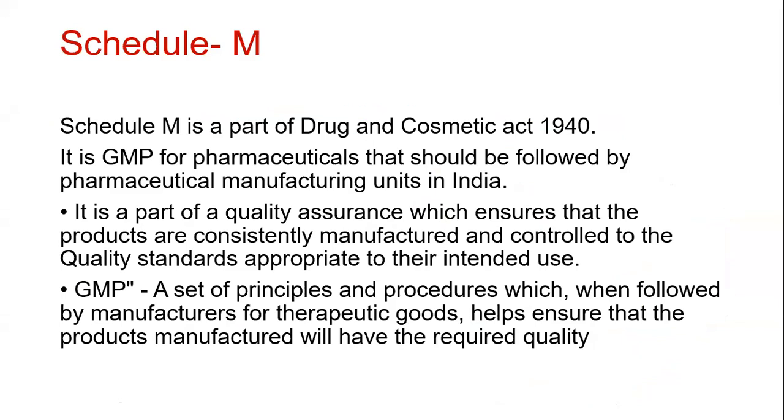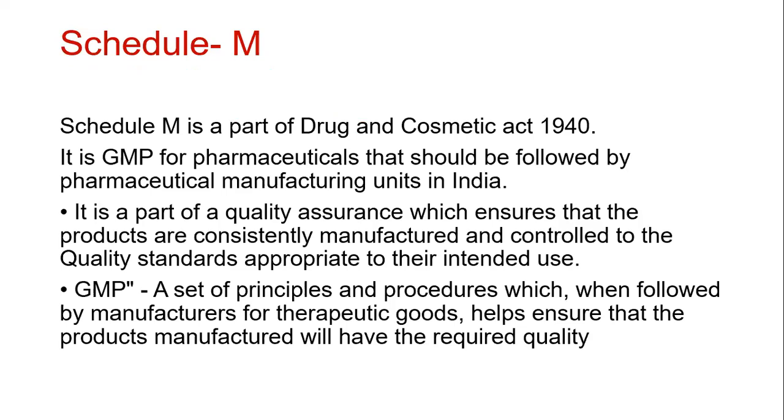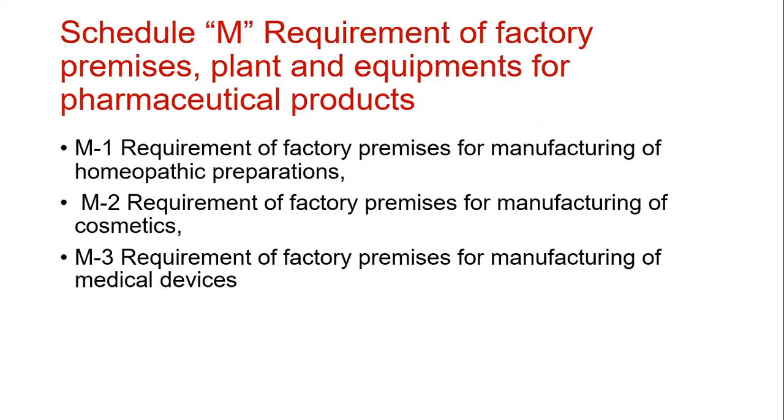GMP is a set of principles and procedures which, when followed by manufacturers of therapeutic goods, helps ensure that the products manufactured will have the required quality. Schedule M covers requirements of factory premises, plant and equipment for pharmaceutical products.